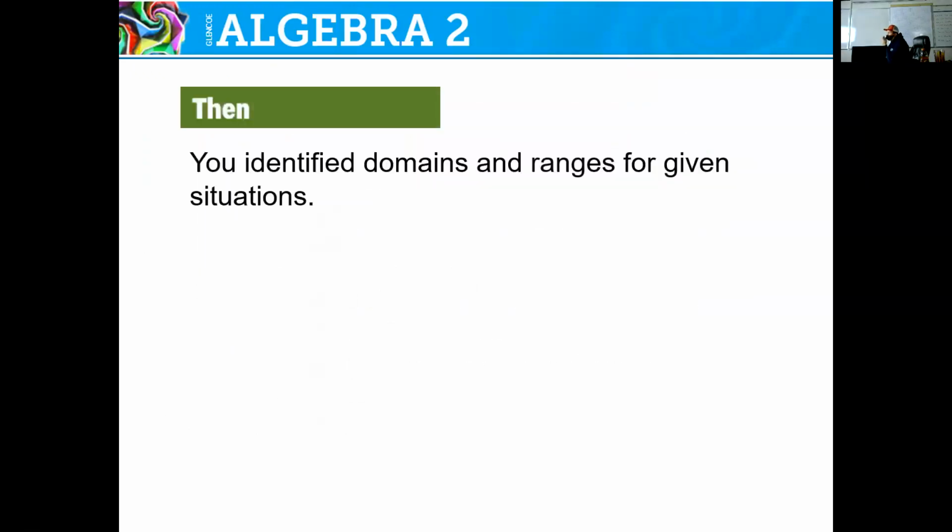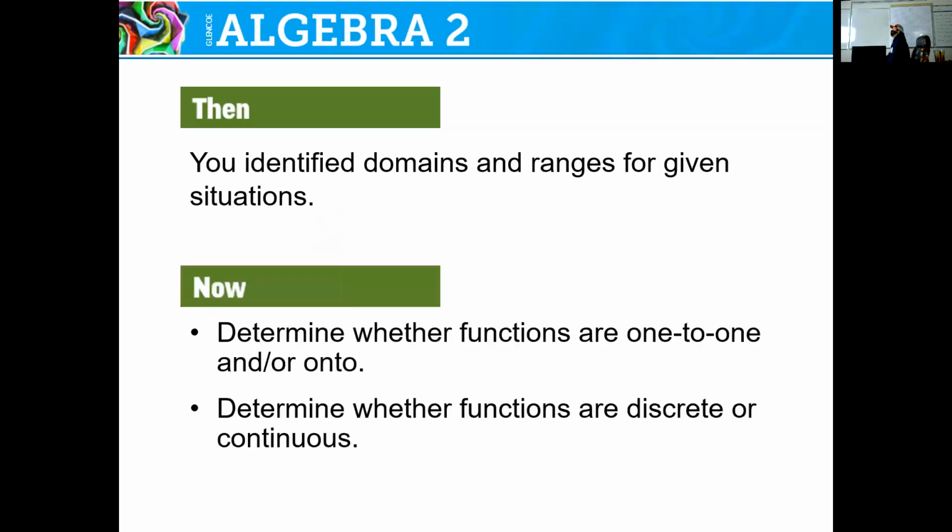Okay, so we have identified domains and ranges for given situations. We've also talked a little bit about functions as well and using the vertical line test. We're going to do both of those things today as well. We're going to determine whether functions are one-to-one and or onto. And we're going to determine whether functions are discrete or continuous. It should be a pretty simple, easy section, as long as you wrap your head around the concept, especially when it comes to functions being discrete and or continuous.